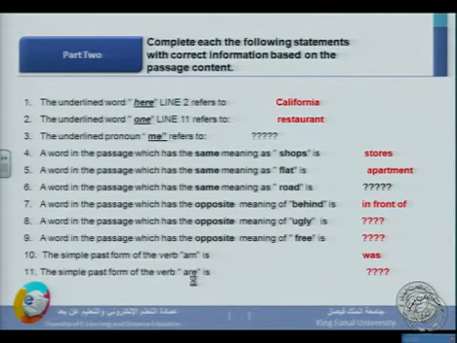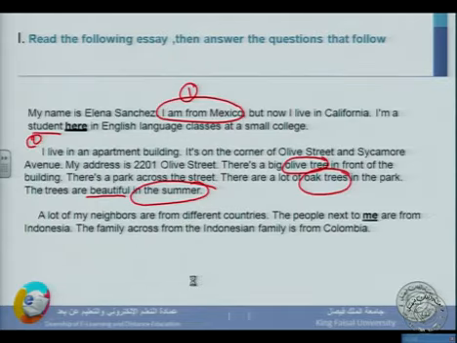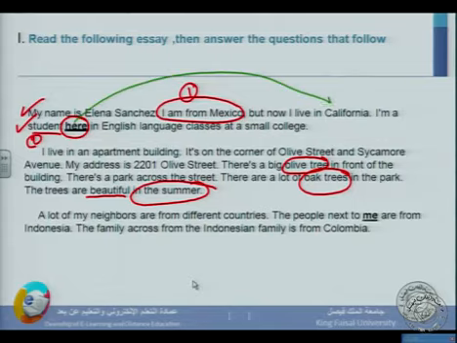Well, right here, the underlined, here we have a pronoun reference, and the underlined word here, if you go back to line 2, this is line 1, line 2, here refers to what? Here refers to, here is a place name, right? It means California, where she lives. Okay?